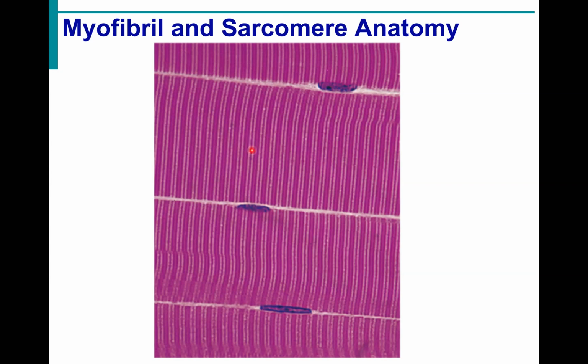Here's our A band. And notice, as we saw at the center of our I band, the light band, we have that Z disc. We have that Z line. So there's a sarcomere from Z disc to Z disc, or Z line to Z line. We have our A band, our I band, our A band, our I band, our Z line, and our H zone. We can see all of that when we were looking at it this way here.